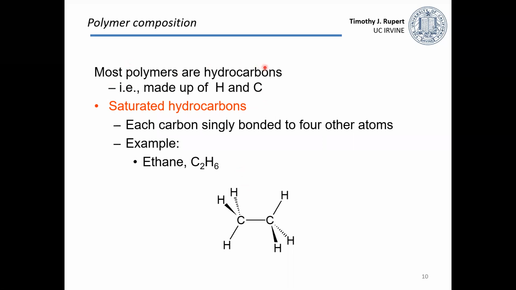So for example, most polymers are made of hydrocarbons, which just means that they're made up of combinations of hydrogen and carbon atoms. But one classification we can use is you can have polymers that are saturated hydrocarbons. And what this means is that every carbon is singly bonded to 4 other atoms. This is shown as an example for ethane, which is C2H6. Here, if you look at each of the carbons, so this carbon is connected here, here, here, here. So it has 4 single bonds. And that's true for all the carbon atoms. So this is a saturated hydrocarbon.